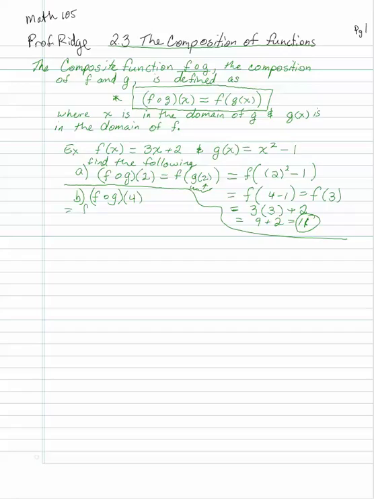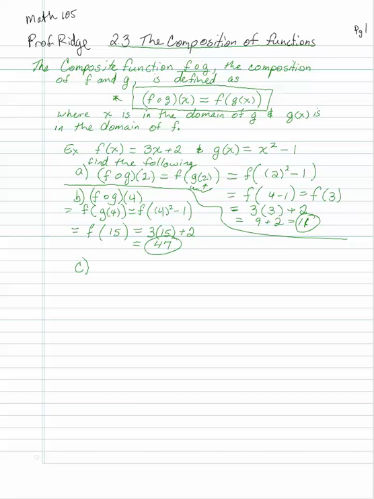Again, by definition, f of g of 4. Then we're going to plug the 4 into the g function. The g function is x squared minus 1. So I plug in a 4 for the x, and I get 16 minus 1 is 15. Now we're going to plug the 15 into the x. So 3x plus 2. Plug in the 15. That gets me 45 plus 2 is 47. So f composed with g of 4 is 47.